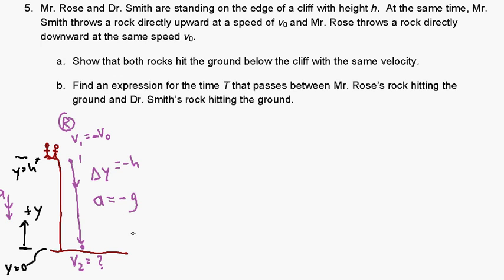So for Mr. Rose's rock, we want to find this final velocity. We have the initial velocity, we know delta y, and we know acceleration. So the equation that works for us here is v final squared, which is v2 squared, minus our initial velocity, negative v0, squared. We take that whole thing and multiply it by 1/2, and that equals a times delta y, right? So this is going to be g times h. That's just taking the equation here.